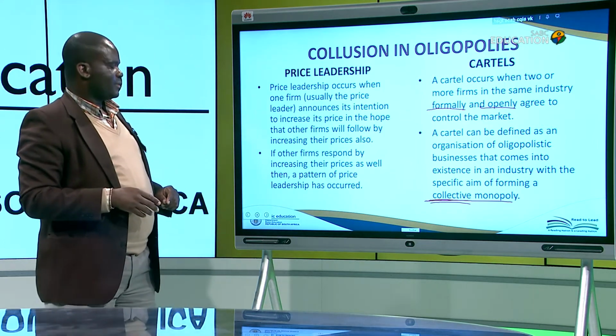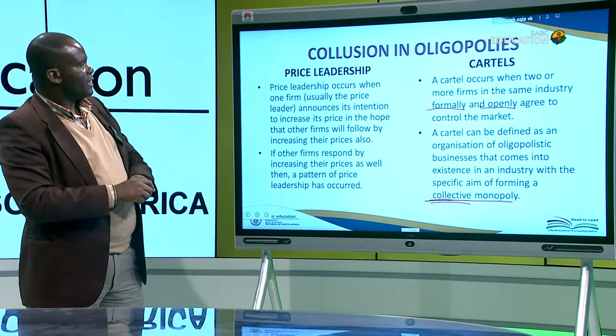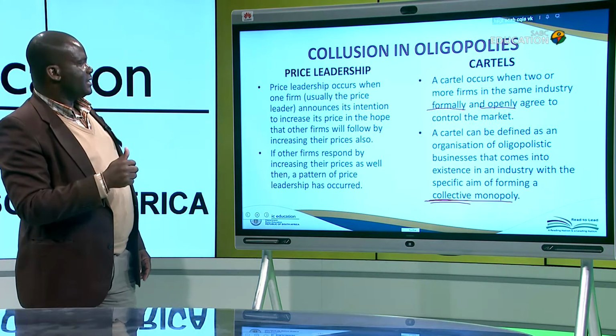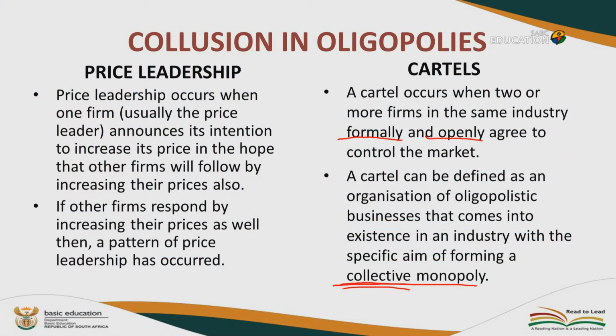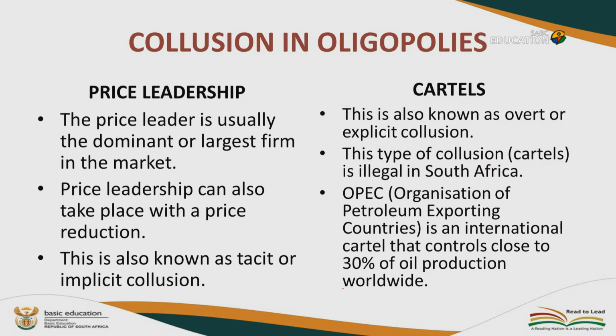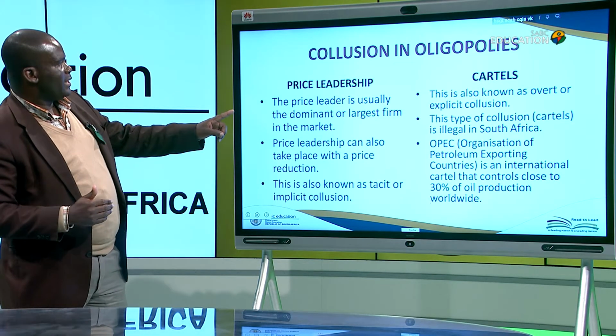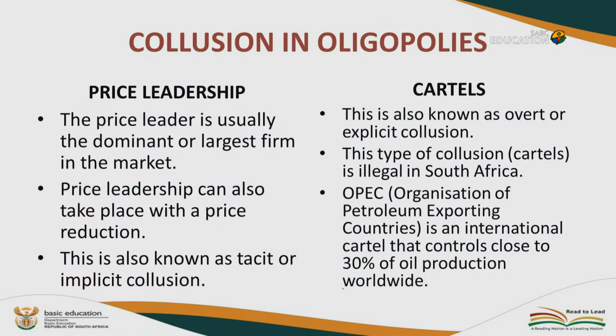Let's go to price leadership. Price leadership occurs when one firm, usually the price leader, announces its intention to increase its price in the hope that other firms will follow by increasing their prices also. If other firms respond by increasing their prices as well, then a pattern of price leadership has occurred. I'll explain this. Now, the price leader is usually the dominant or the largest firm in the market. Price leadership can also take place with a price reduction.